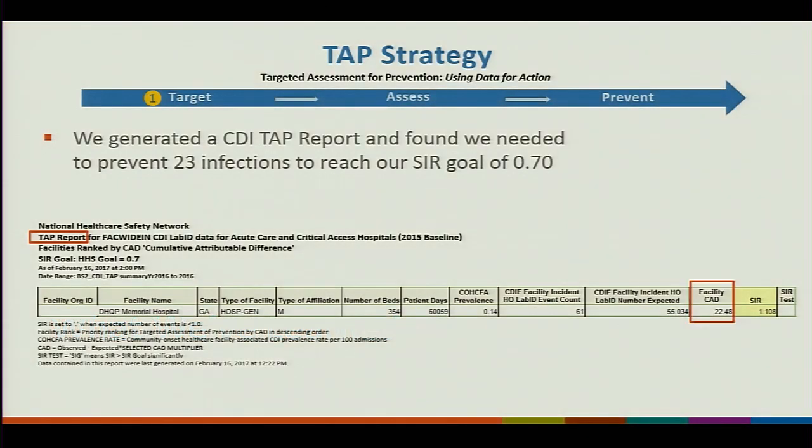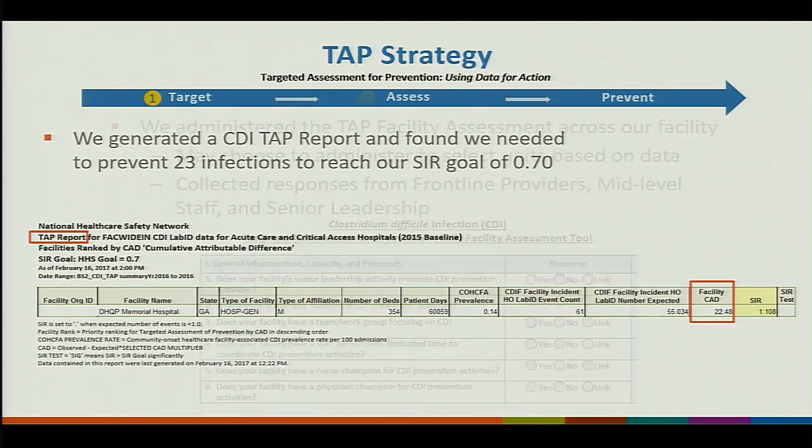So what have we learned? We've learned a lot. So let's kind of just recap. The TAP strategy, again, 3 components: target, assess, prevent. Rashad showed us how we generate TAP reports. We have generated a CDI TAP report. Our CAD was 22.48. We're going to round that up. So we've identified that we need to prevent 23 infections based on our SIR goal of 7.